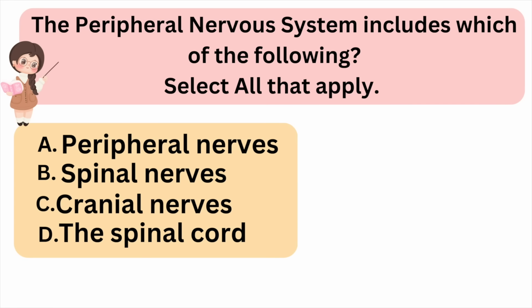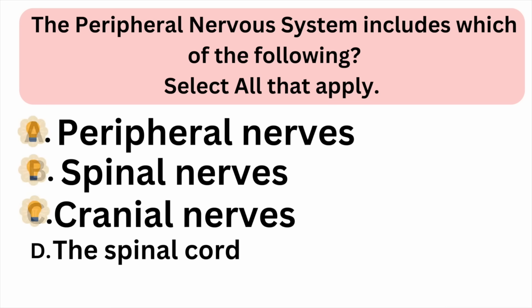Alrighty, question number 2. The peripheral nervous system includes which of the following? Select all that apply. A, peripheral nerves, B, spinal nerves, C, cranial nerves, and D, the spinal cord. So our answer here is peripheral nerves, spinal nerves, and cranial nerves.